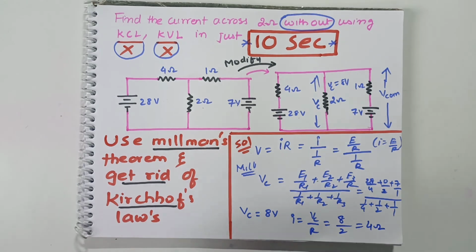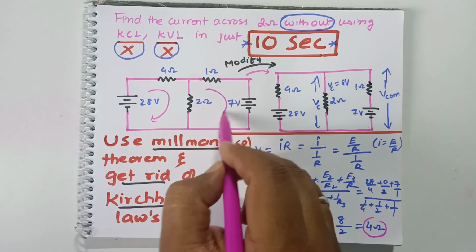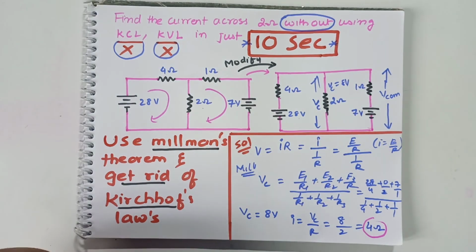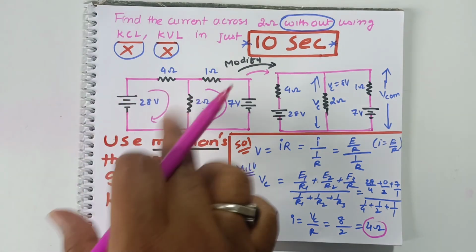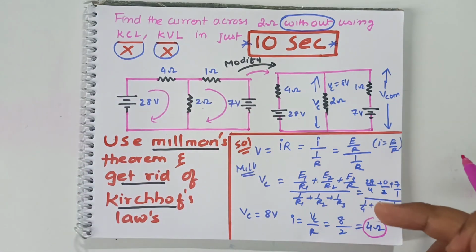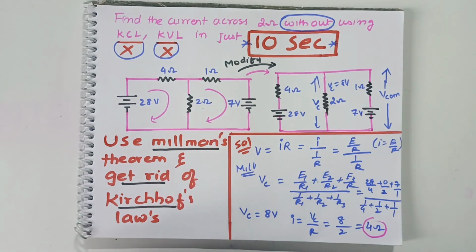How much time have you taken? Less than 10 seconds, I can say. So you can get this answer by using Millman's theorem instead of doing this wasteful Kirchhoff's law by applying all these loop currents, everything. So you will be in the loop for 4 minutes, and if you want to come out of these useless loops, follow this easy Millman's theorem. And Millman is a smart man, okay, like you and me.